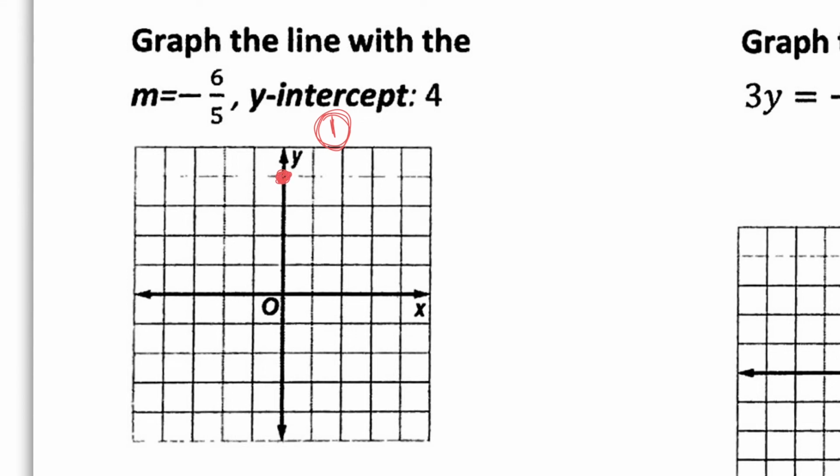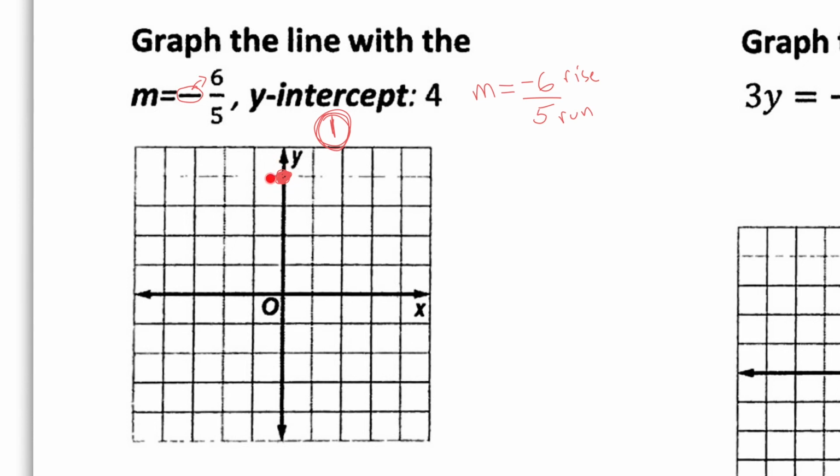Now I'm going to use the slope, -6/5, to find a second point. Notice that the negative is on the left side of the fraction. If you're not sure which number is negative, I want you guys to take the negative to the top of the fraction, the numerator. Always do that so you don't get confused. So this negative, just take it to the top, and the bottom will be positive. So I'm going to rewrite the slope over here. M equals -6/5. So -6 is the rise, 5 is the run.